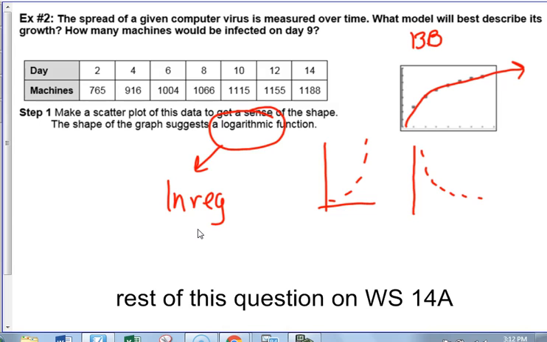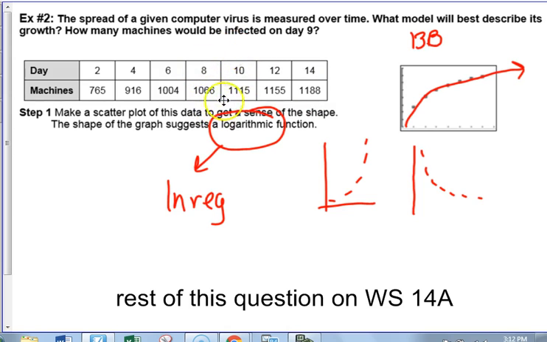What you actually typed in, it said, the spread of a given computer virus is measured over time. Okay? So day 2, there were 765 computers infected. But as time went by, the number infected levels off. Okay? Eventually.